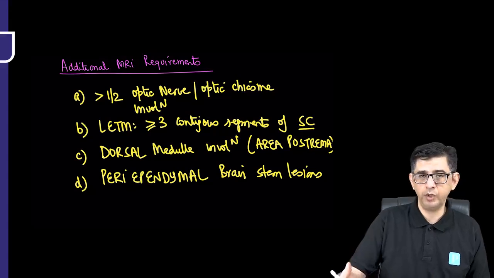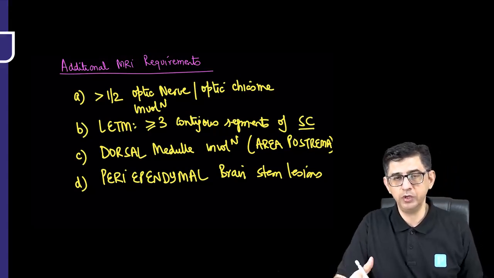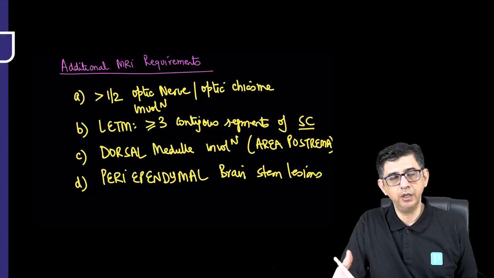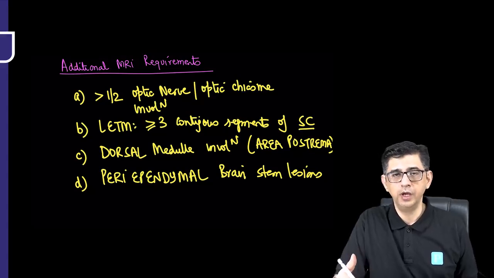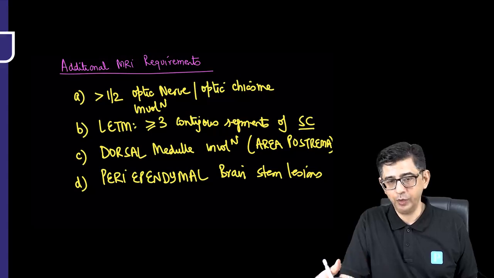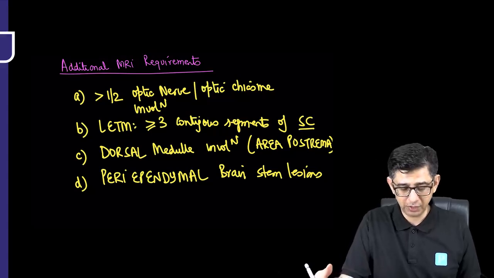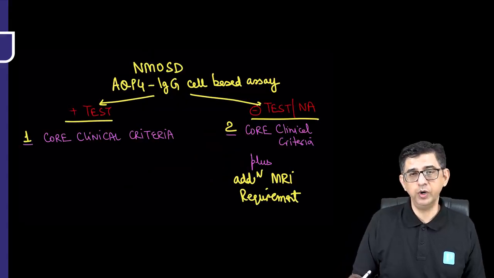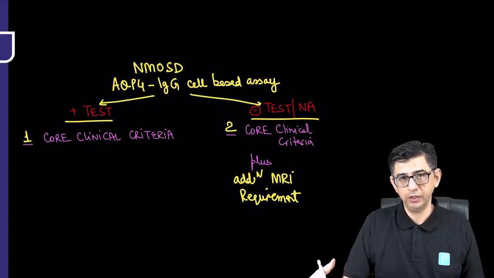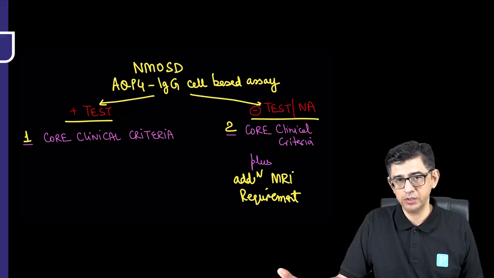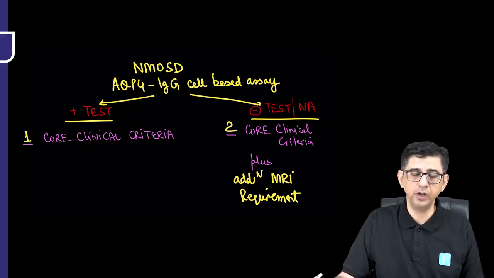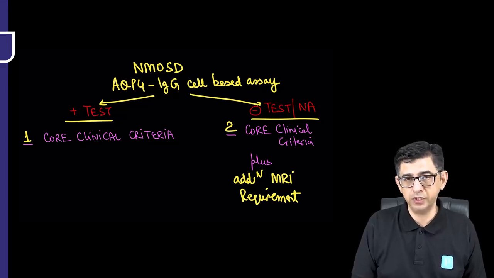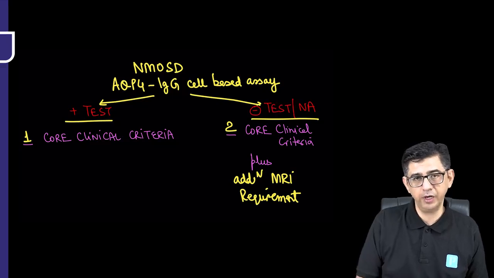So additional MRI requirements, I'll just state them once again, would be demonstrating half the length of the optic nerve or involvement of optic chiasma, LETM, which has been talked multiple times, then dorsal medullary involvement, that's area postrema, periependymal brainstem lesions, and these additional MRI requirements are only required if we are able to have negative test with 2 core clinical criteria. That would still seal the diagnosis of neuromyelitis optica spectrum disorder. In contrast, if it is positive test, then 1 core clinical criteria would be sufficient for diagnosis with exclusion of alternative diagnosis.